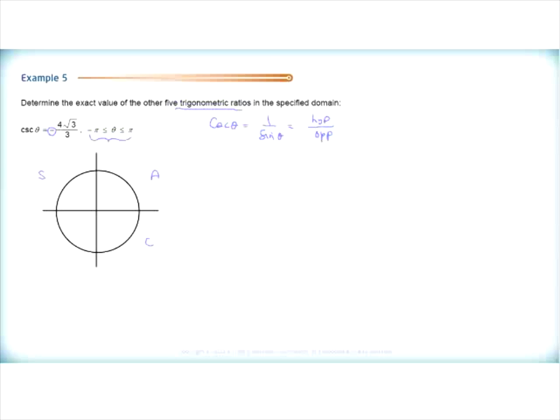If we consider our CAST rule, let's think about where cosecant is negative. Cosecant is negative in the same place that sine is negative. Sine is negative in this quadrant, and sine is negative in this quadrant. Now let's consider our restricted domain. The restricted domain is between negative pi and positive pi. That's really, if you think about that restricted domain, that's really 2 domains here. That restricted domain is the domain between 0 and pi and between negative pi and 0. So I'm just going to go up right here and highlight that restricted domain for you.